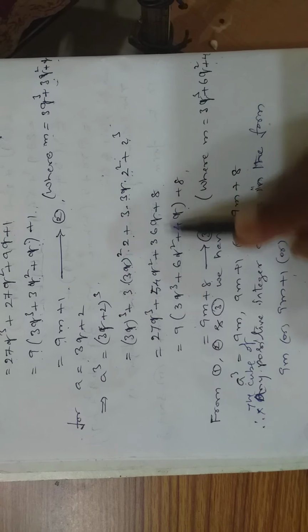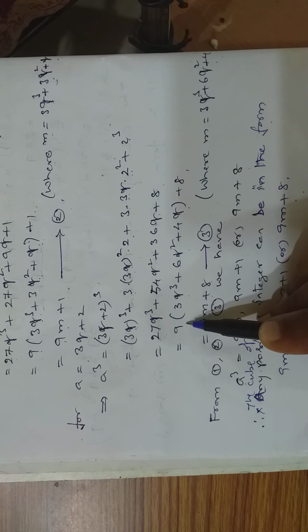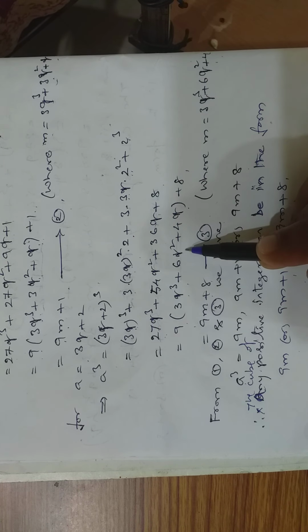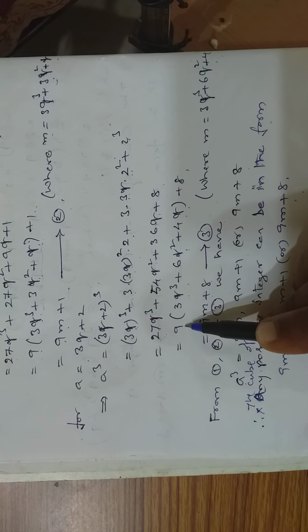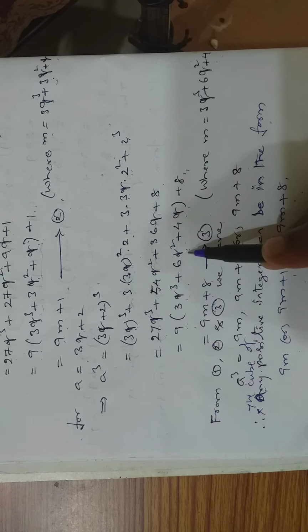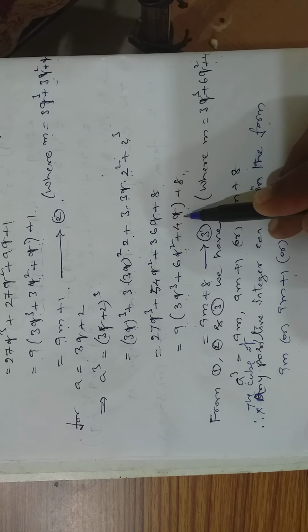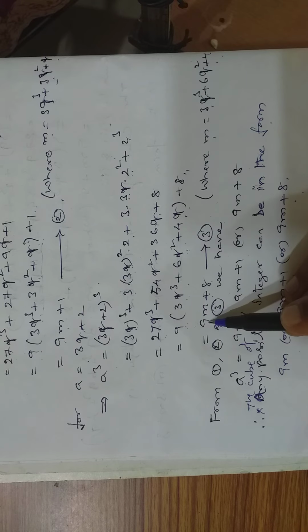If you simplify, you'll get this. And you can take 9 common from the first 3 terms. We get 9 into 3q cube plus 6q square plus 4q, plus 8. So this can be written as 9 into something plus 8. This something, 3q cube plus 6q square plus 4q, take it as m. So this can be written as 9m plus 8.